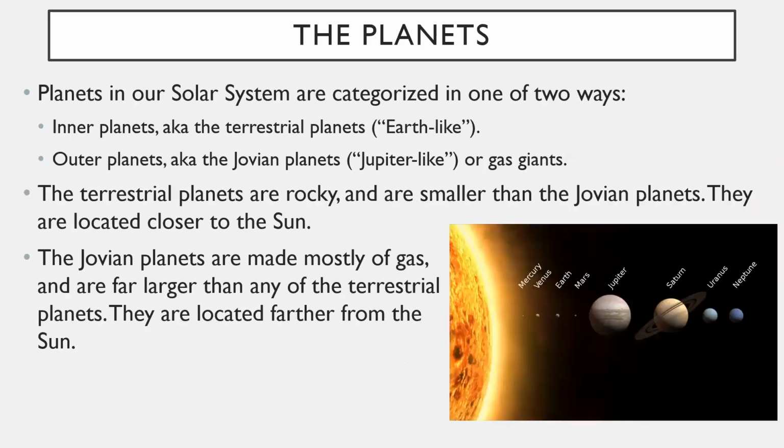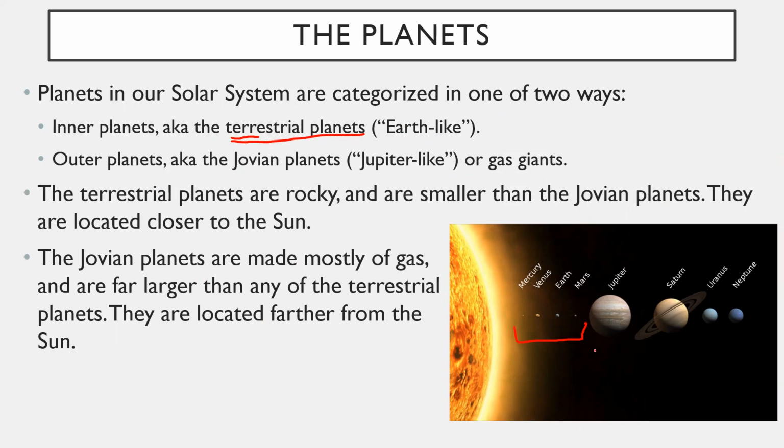Anyway, moving on. Away from the sun in the center are the planets. The planets in the solar system are categorized in one of two ways. We have the inner planets, the ones closest to the sun, and these are also known as the terrestrial planets. The word terrestrial means Earth-like, because the word terre in there refers to Earth. So terrestrial planets are Earth-like.